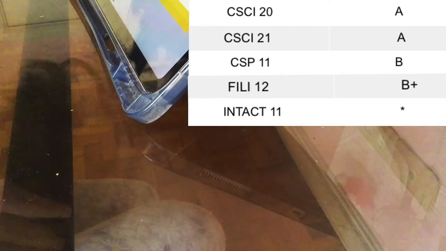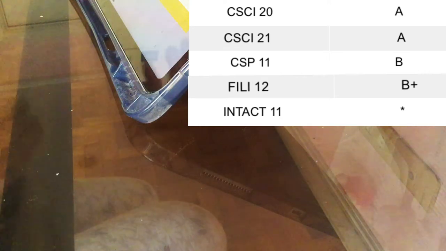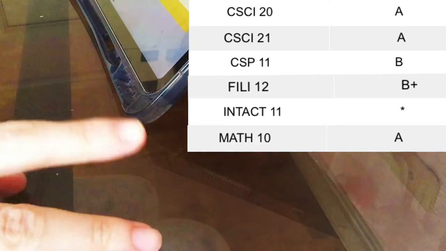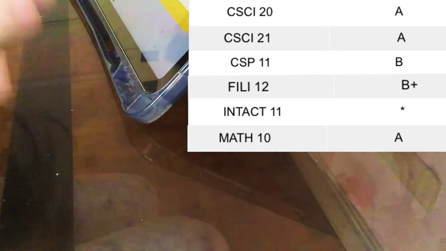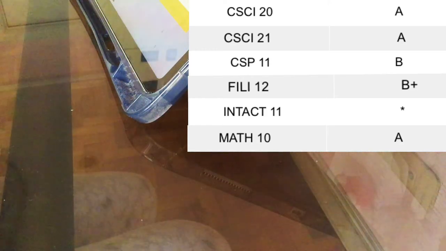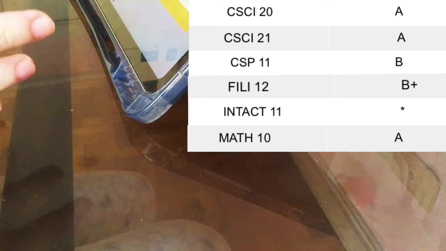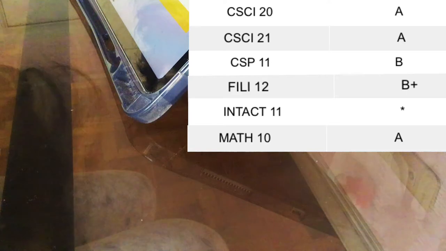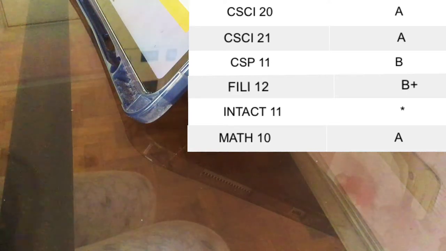For Math 10, I got an A for some reason. I also do not know what happened there, because my first few tests were also kind of low. It was kind of on the B side. So I was just expecting a B. I don't know what I did there.